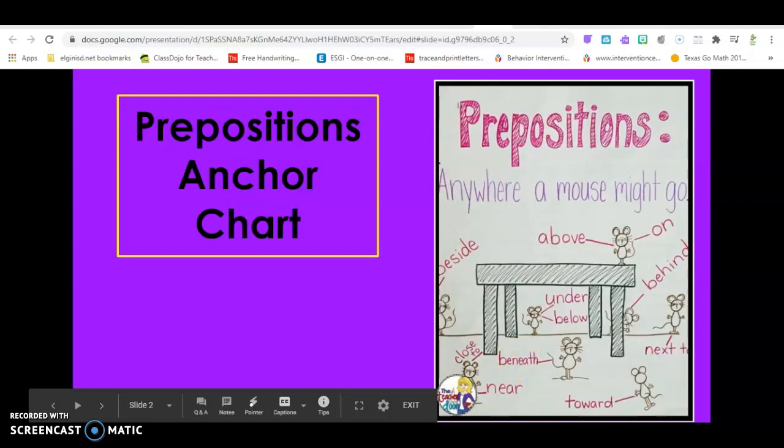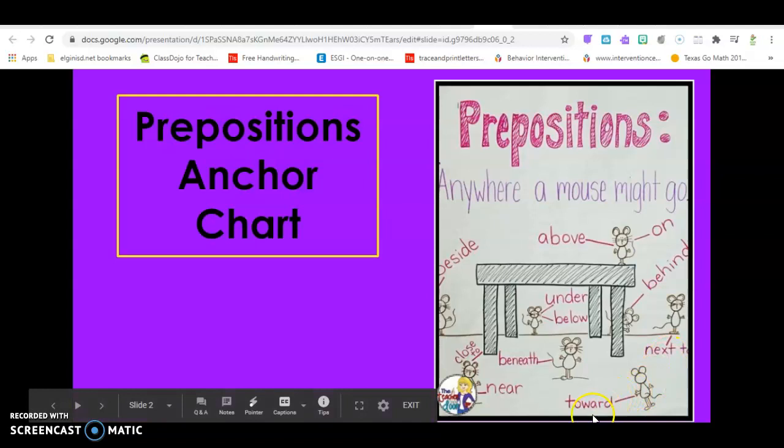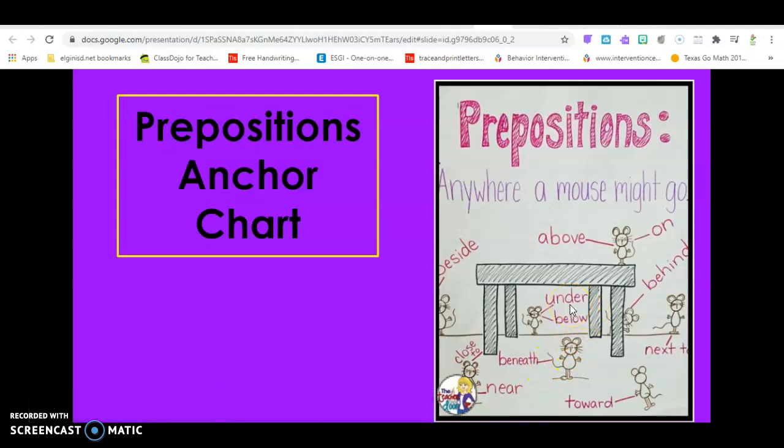First, let's review our prepositional anchor chart. This one looks much better than the one that I did yesterday, right? Well, it still tells anywhere a mouse might go. So let's look at the different places a mouse might go. Beside, above, on, behind, next to, toward, near, close to, beneath, below, and under. All of these are prepositions that tell where something is.